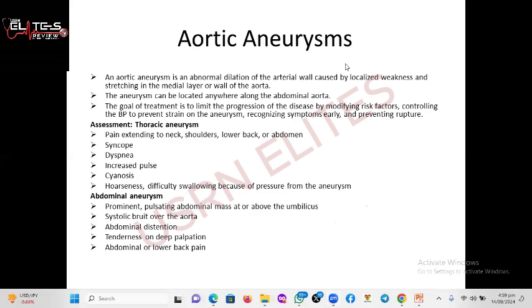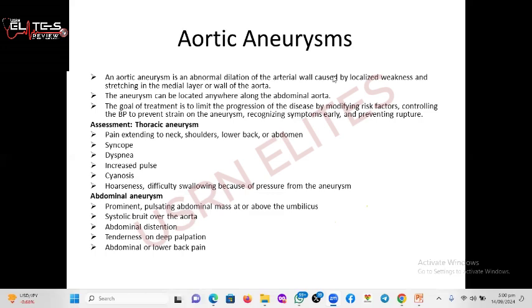So we are talking about thoracic aneurysm, and the assessment findings we can associate with it. You have the pain being more towards the neck because we are talking about things around the chest area. So if you have thoracic aneurysm, it means the pain will be mostly felt in the upper part of the body, and then it can extend to the abdomen as well.